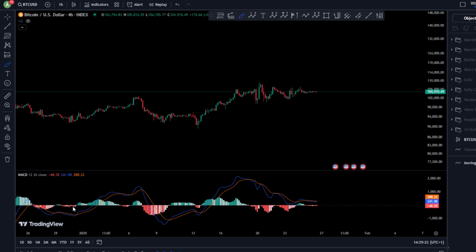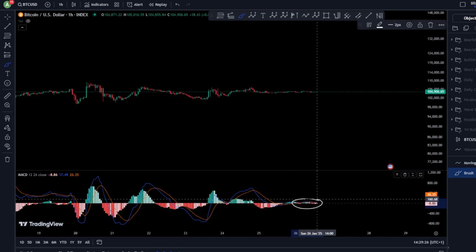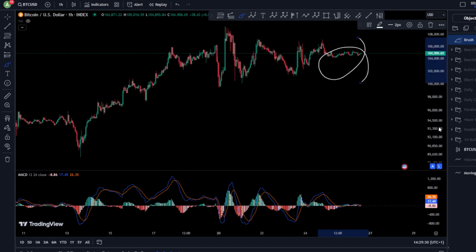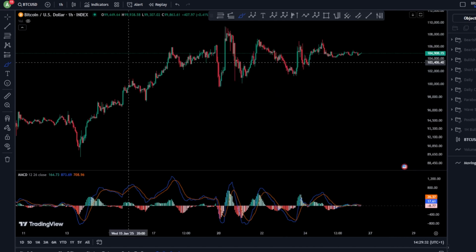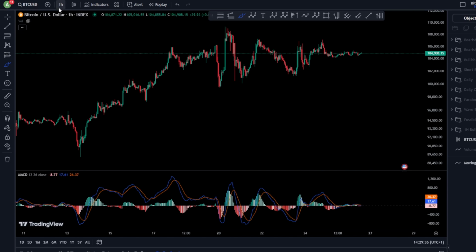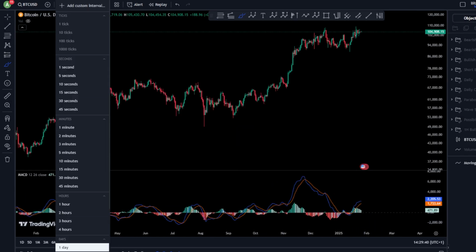Yeah, so on the 1-hour chart, it's the same, very sideways. Not so much volume. Oh my God, very sideways. Nothing really interesting on the MACD, only on the daily on the MACD, I would say. It's very interesting. Let's see just the weekly.